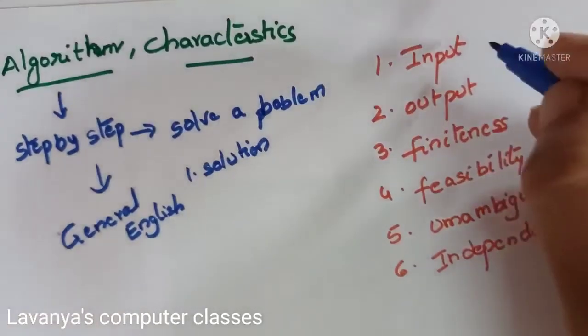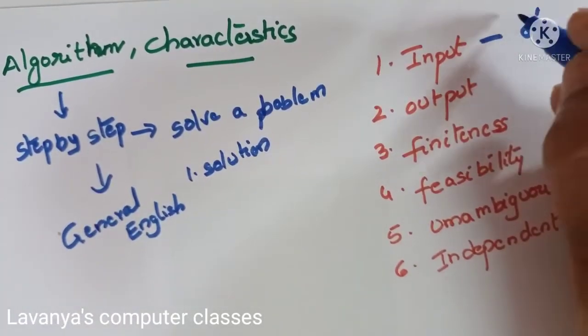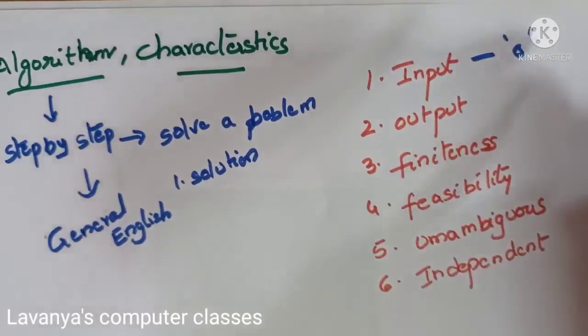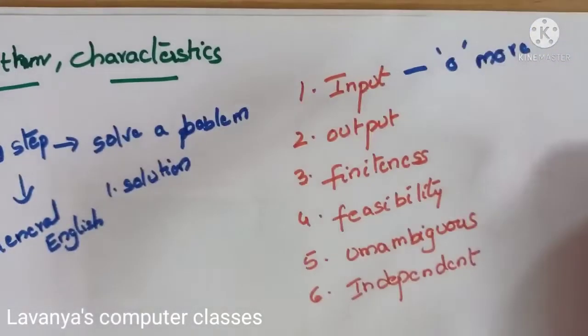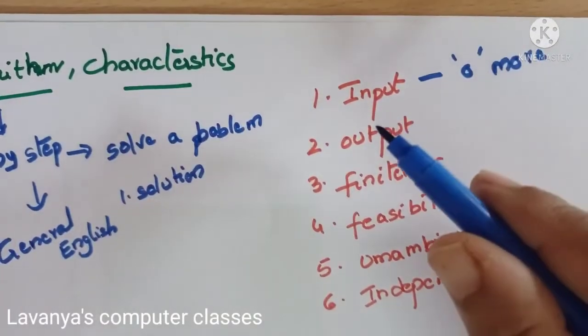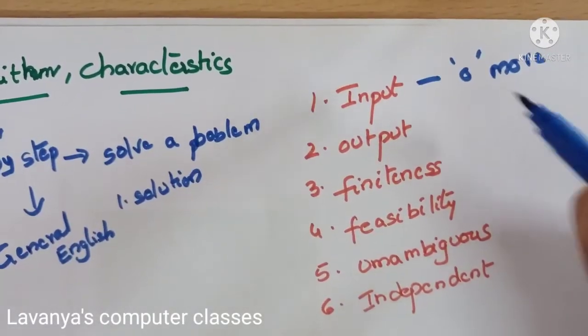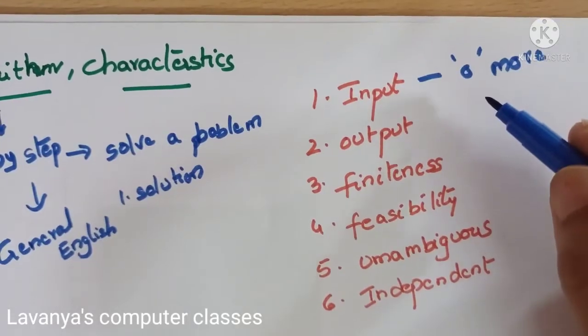So if you want to write any algorithm for solving any problem, we need either zero inputs or more inputs. So for writing an algorithm, how many inputs we require means either zero or more, depending upon the problem.